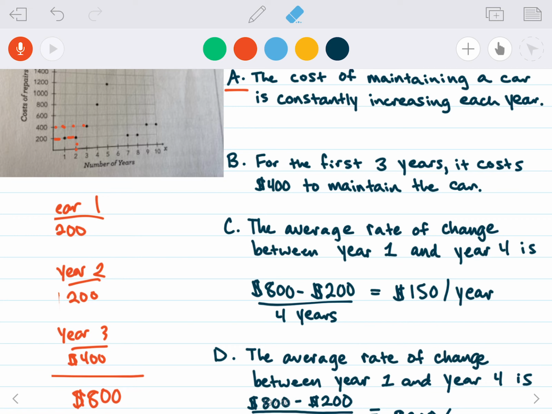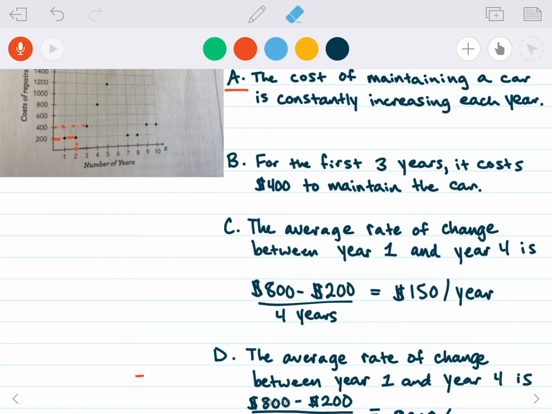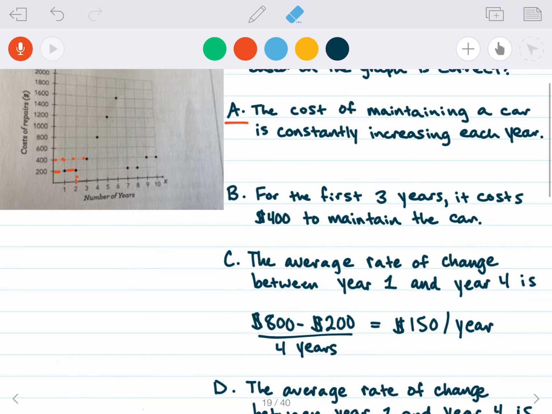Okay, let's look at the next one. It says, the average rate of change between year 1 and year 4 is $150 per year. So average rate of change just means slope.